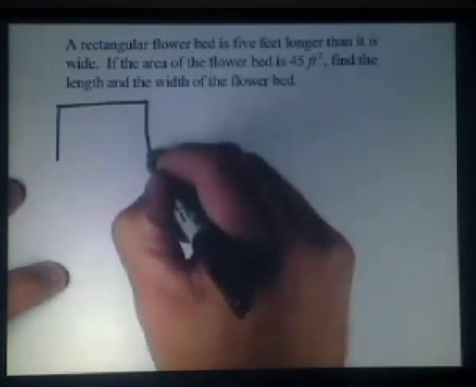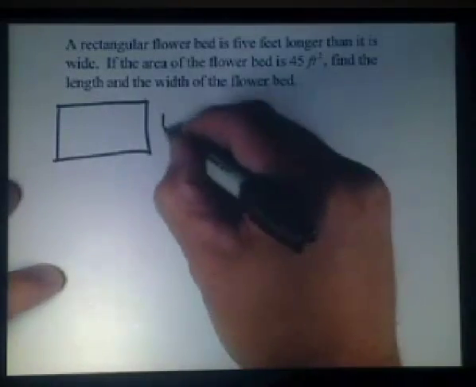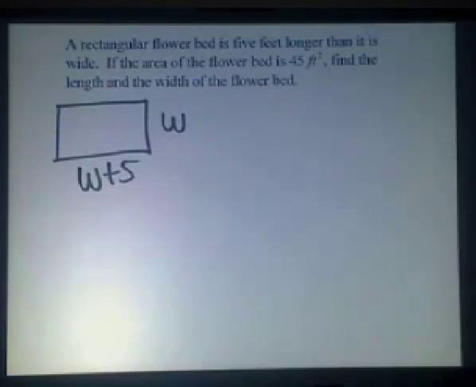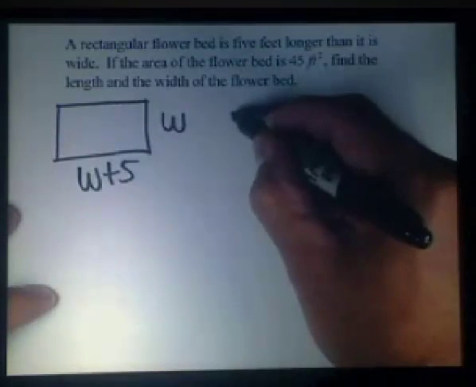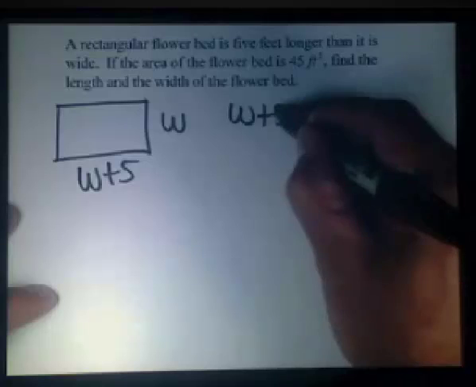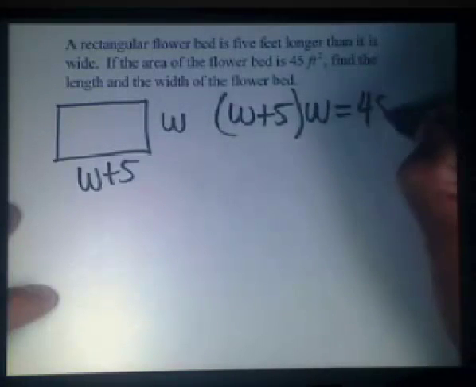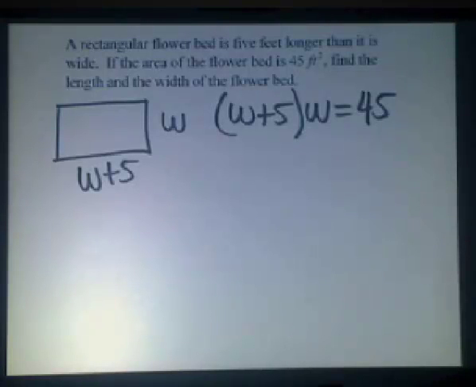It's in the shape of a rectangle. We'll let W equal the width. The length is W plus 5. Now, what do we know about this flower bed? We have the area, so we're going to take the length, which is W plus 5, and take that times the width. We know that to equal 45, and there is our quadratic equation.